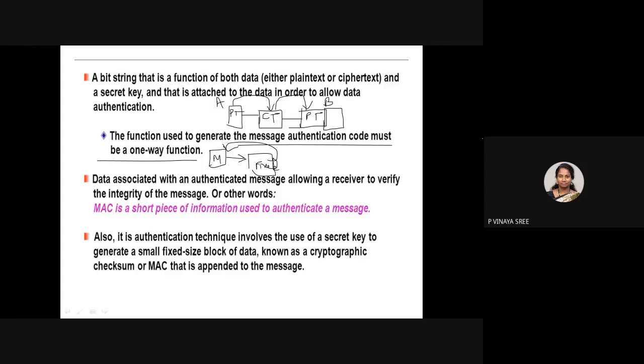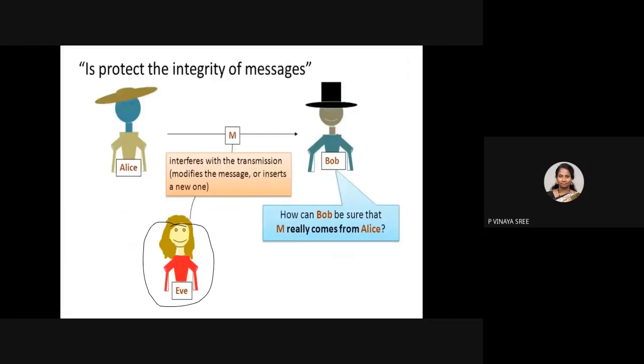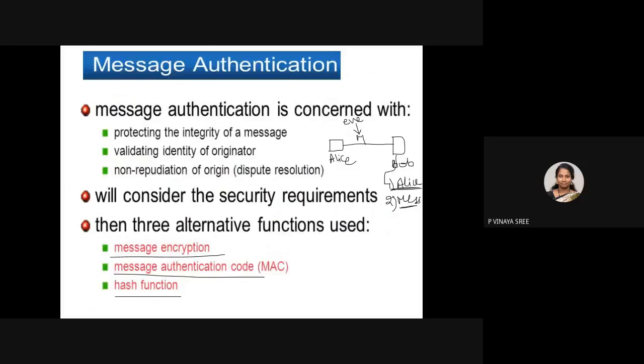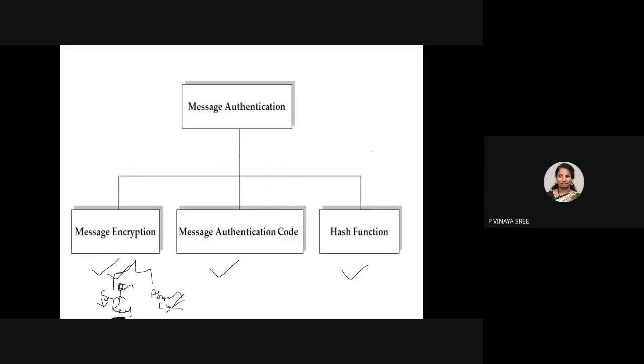This is only used for identifying the integrity, and it is used for providing authentication. Only two things you need to concentrate on. Once Bob receives a message, he has to identify whether the message is from Alice, that is one point. The second point is whether the message is altered in the transmission. So for that, we go for the message authentication code.